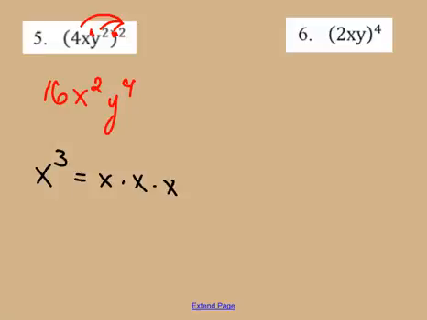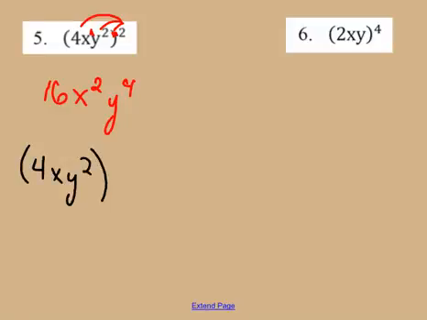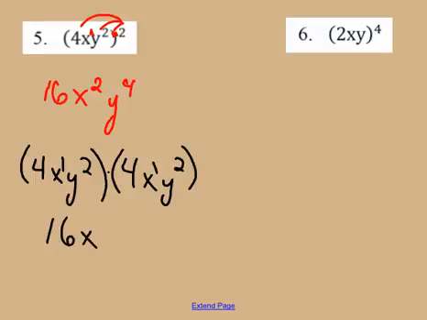If you don't like how I got this answer in red, this is what you could do. 4xy squared. How many times do I have that? Well, I have that twice. So if you want to, you can rewrite it this way. So I'm multiplying it together 2 times. 4 times 4 is 16. X and x, I add those together. 1 plus 1 is 2. And then I'd have y squared plus a y squared. 2 plus 2 is 4.